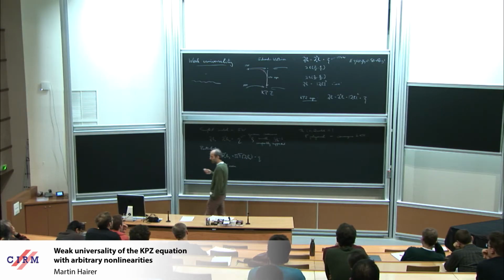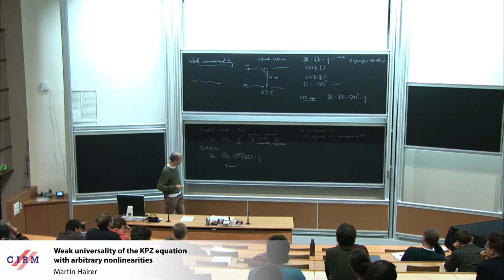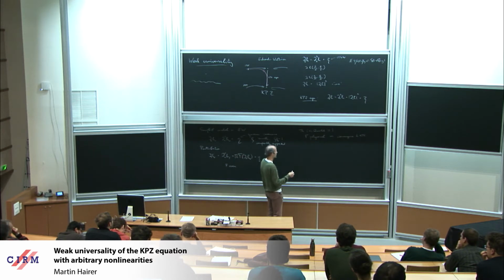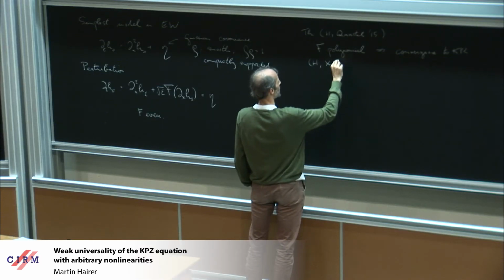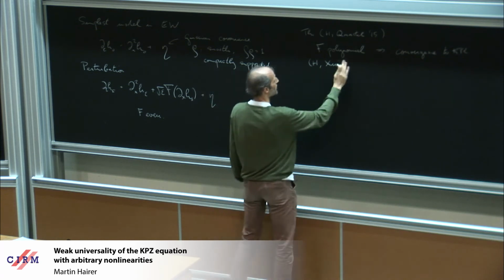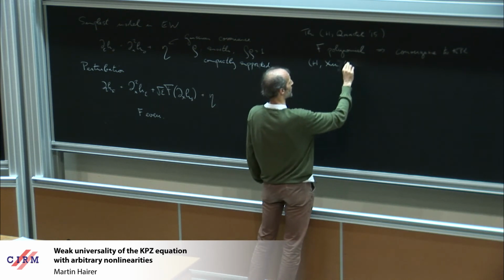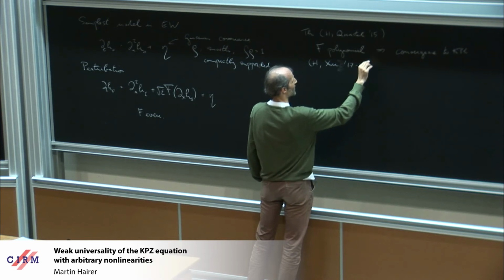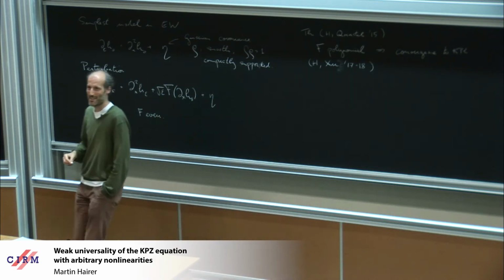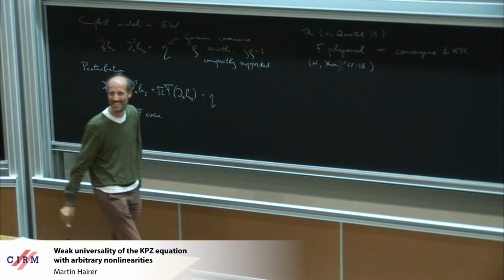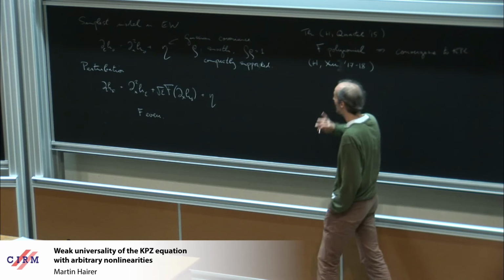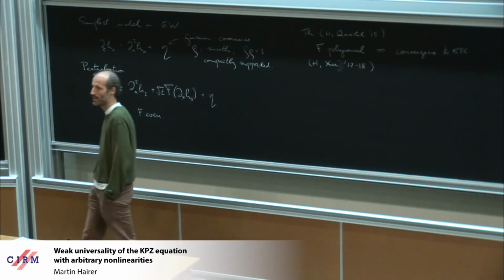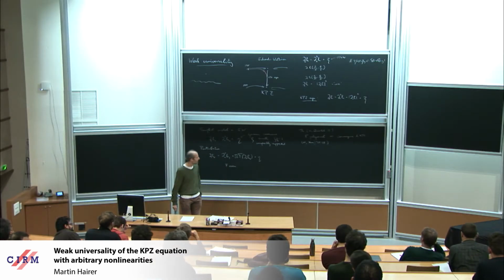And so the result I want to talk about today is actually a very recent, well, it's work in progress with Wei-Jun Zhu at Warwick. So I don't know, let's put 1718 to be on the safer side. So here we can basically drop the assumption that f is polynomial. We can take f somewhat arbitrary.